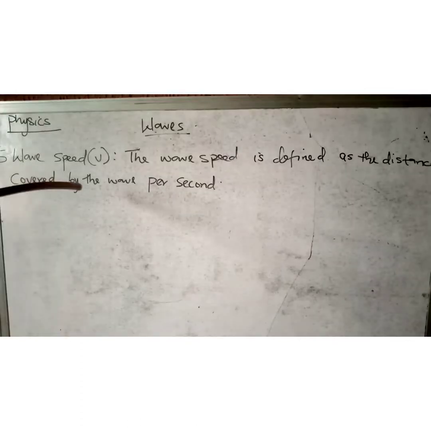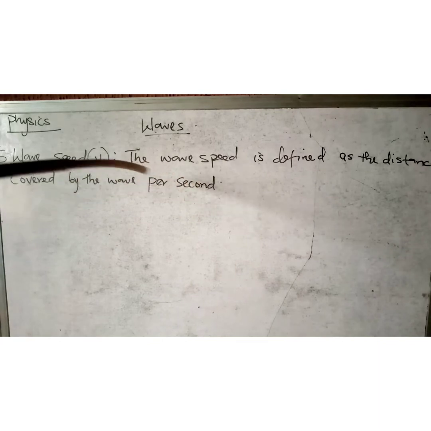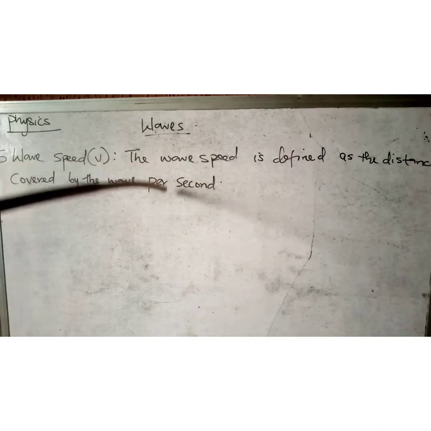And the last one is wave speed. The symbol is V. The wave speed is defined as the distance covered by the wave per second. That is what the wave speed is.